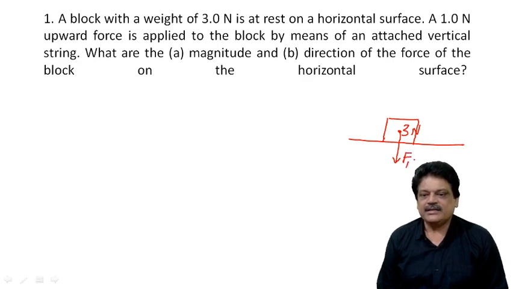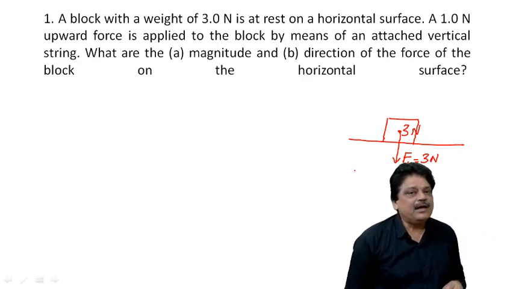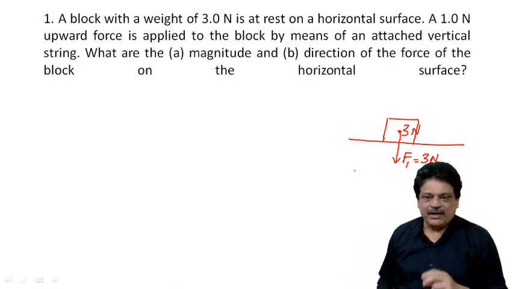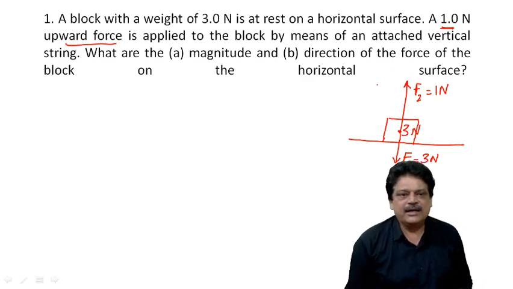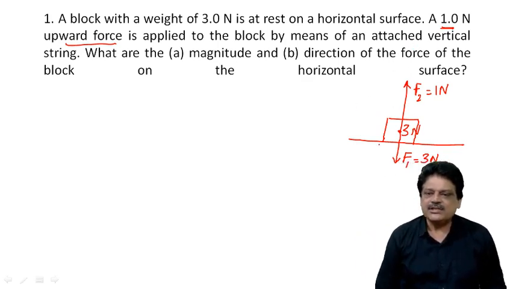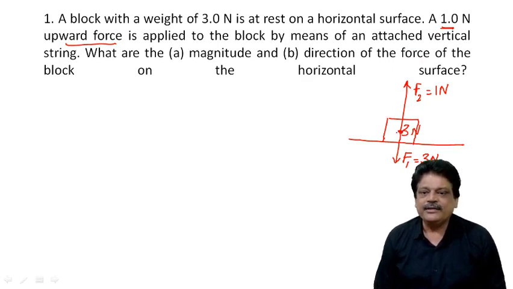Obviously, if we say this is F1, so F1 acts due to the gravitational pull of the earth downward. Now you are also applying a 1 Newton force in the upward direction, obviously with the help of a string. So put a string on this block, and you apply a force of 1 Newton vertically upward with the help of this string. So, gentlemen, you have to find out the net force acting on this block.